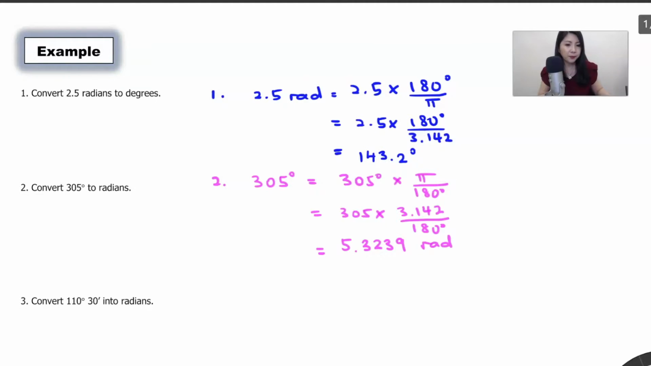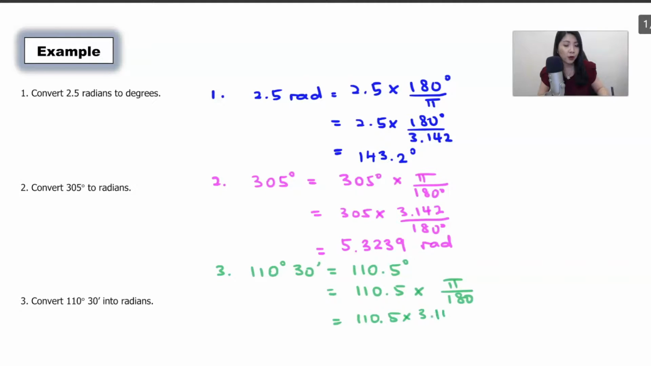Now let's solve for number 3. Convert 110 degrees 30 minutes into radians. We change it to only degrees. 30 minutes means it's 0.5 degree, half of a degree, which means it's 110.5 degrees. After that we change to radian, we multiply by pi over 180. So 110.5 times pi over 180, and pi is 3.142. So 110.5 times 3.142 over 180. Let's calculate this. 110.5 times 3.142, then divided by 180, so we get 1.929 radian. And that's the answer for number 3.